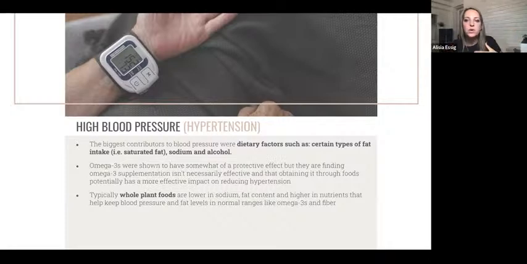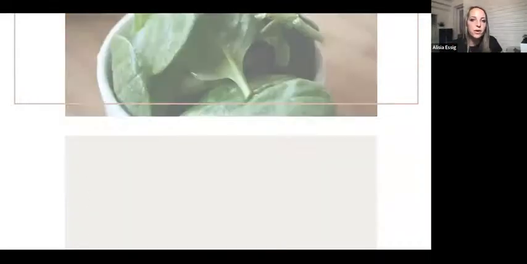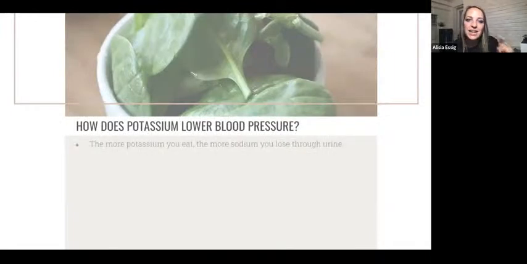It's going to be just lower in sodium, which is going to help reduce that sodium in your body. But more than that, if you're eating a lot of plants, they're going to be higher in things like potassium and magnesium. And those are key to help lower your blood pressure. And that is because the more potassium you eat, the more sodium you lose through your urine.